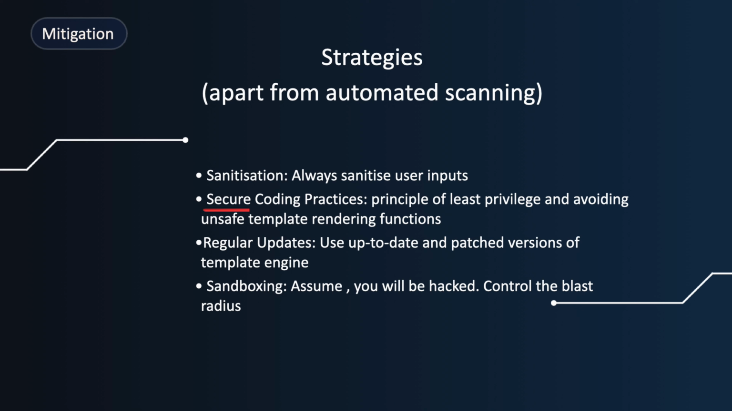Then, number 2, always follow secure coding practices. Following secure coding guidelines, such as using the principle of least privilege and avoiding unsafe template rendering functions, greatly reduces the chances of SSTI. Number 3 would be using up-to-date and patched versions of template engines. Although these would be covered in software composition analysis, sometimes your SCA tools are really slow and a patch would be out earlier than your SCA tool telling you what vulnerabilities in the open source libraries have occurred. Basically, keep the template engines and related dependencies up to date to ensure that known vulnerabilities are patched.